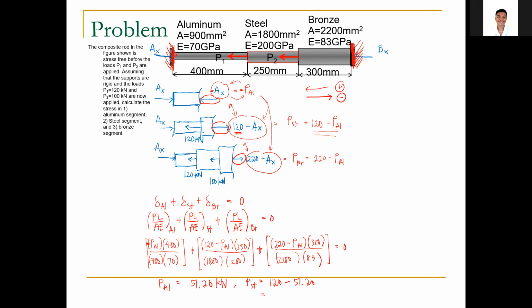68.8, sir. 68.80 kilonewtons. And then for bronze, this would give us 220 minus 51.20. So 168.80, sir, yes. 168.80 kilonewtons. So you now have the three different forces coming from aluminum, steel, and bronze.